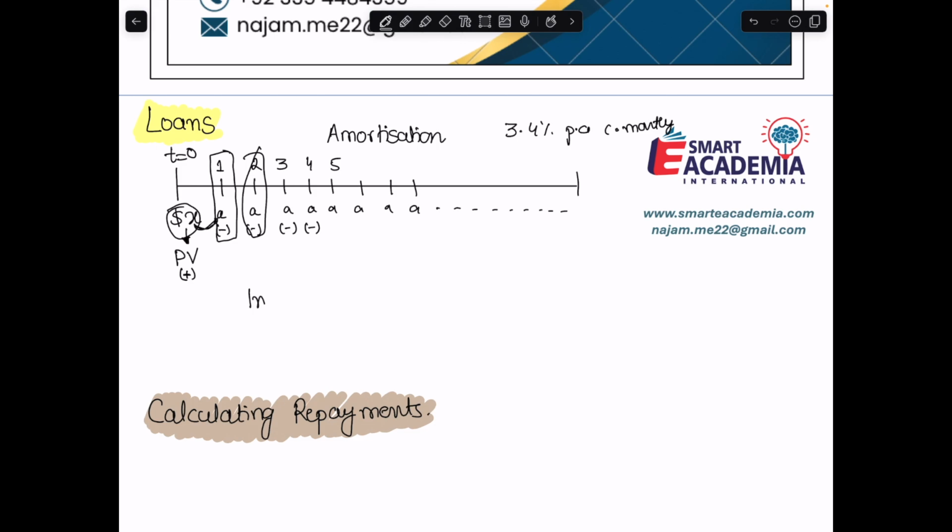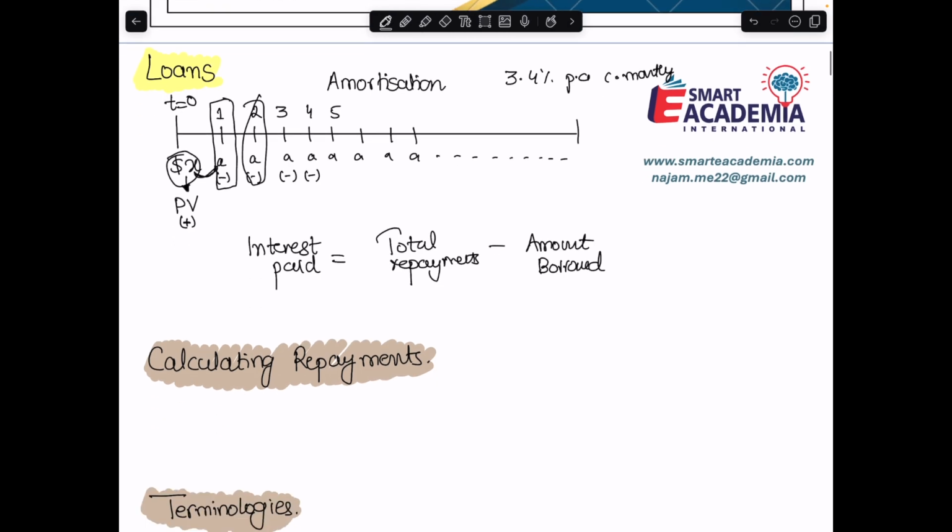In simple words, the interest paid to the bank would be the total repayments that you have made, minus the amount borrowed. This is a very simple way of understanding it. Now, having said that, we will not use any formula for this. In fact, we will be using financial calculators to calculate the repayments, as well as the present value, the future value, and so on.